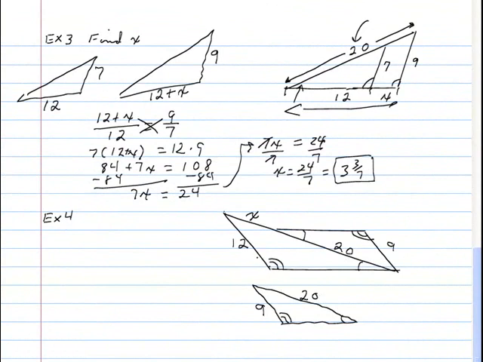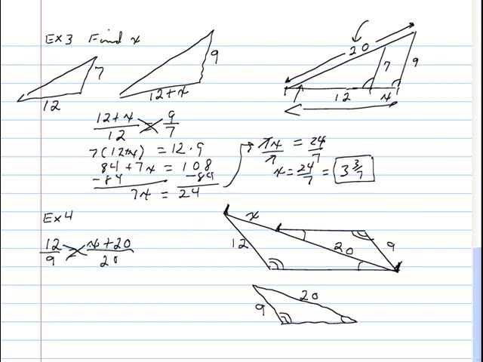I'll start off with big is to small. I'll take the left side of the big triangle and do the ratio with the left side of the small triangle. That's 12 is to 9. But then what is the top of the big triangle? Well, the top goes all the way from here over to here. And from here to here, it's x, plus from here to here, it's another 20. So the top of the big triangle is x plus 20. The top of the small triangle is 20. And now I'm ready to solve for x.